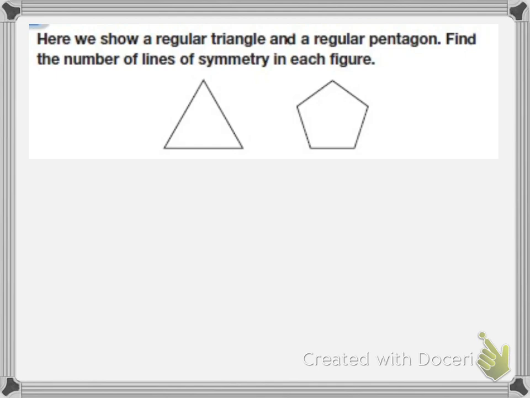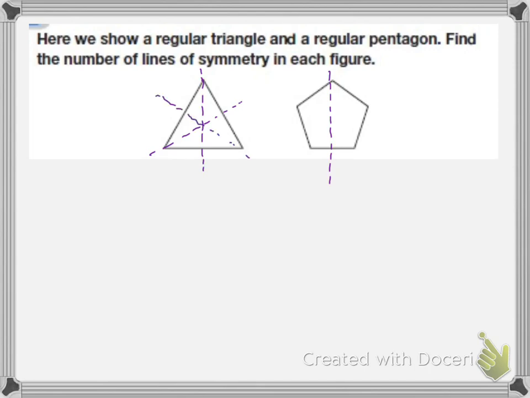So here I have a regular triangle and a regular pentagon. I want to find how many lines of symmetry there are. If I take the triangle and divide it in half, you can see that the left side is a mirror image of the right side. They look exactly the same except they're mirrored. So there's one, okay? And I can do the same thing with the pentagon, straight down the middle, and it's mirrored. Since these are regular polygons, I can find a line of symmetry through every single vertex of this shape. So that means there's a line of symmetry here on the triangle and one here.